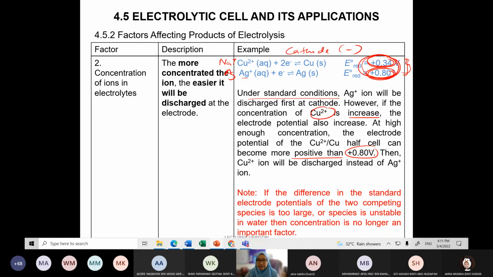Okay, so this, if only kalau dia punya two competing species is too large, terlampau beza sangat. Kalau between Ag plus and copper 2 plus, this is not that far. This is like 0.4. Kalau beza dia like 1 point something and above, that one kita tak consider the concentration at all. Kita just based on the electrode potential. Okay, alright, the reduction potential. That is number 2.